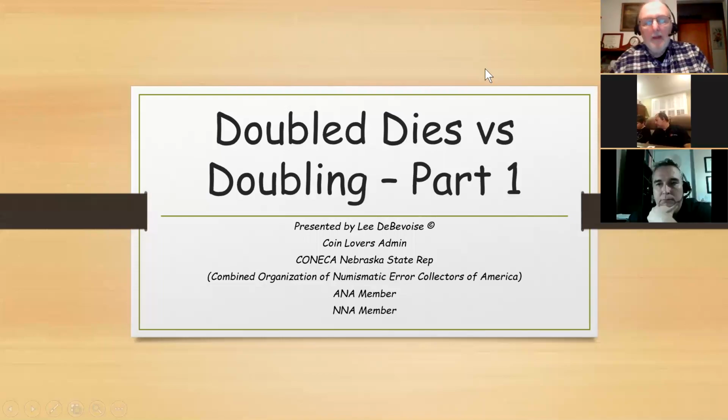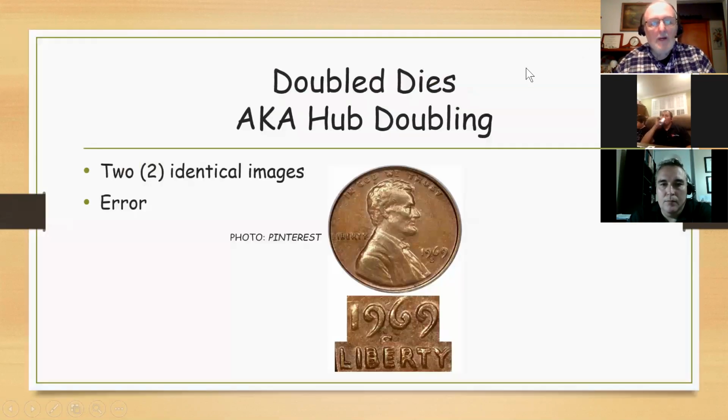All right. What we're going to do is the first part of double dies versus doubling. This is going to be just about double dies tonight, and it's quite inclusive. I added material. I went ahead and looked up additional pictures. So here we go.